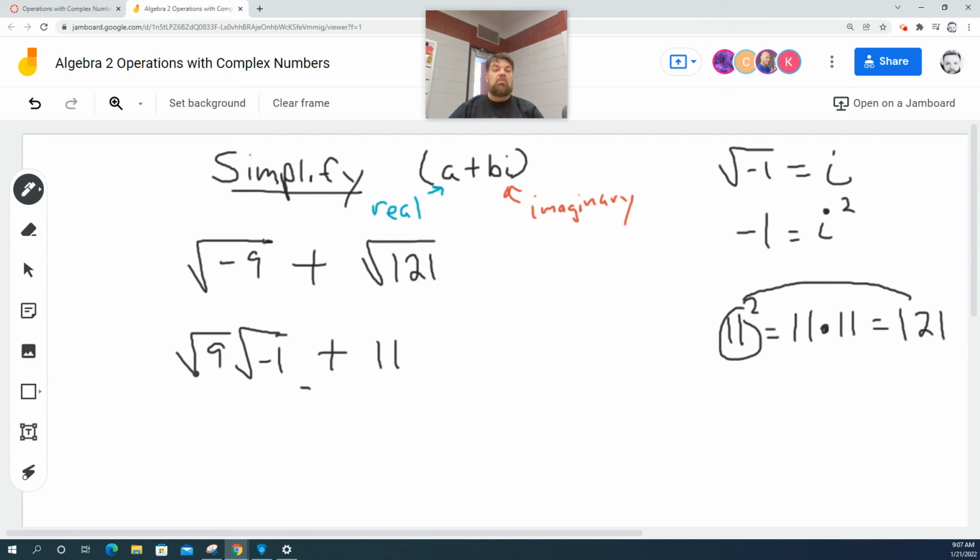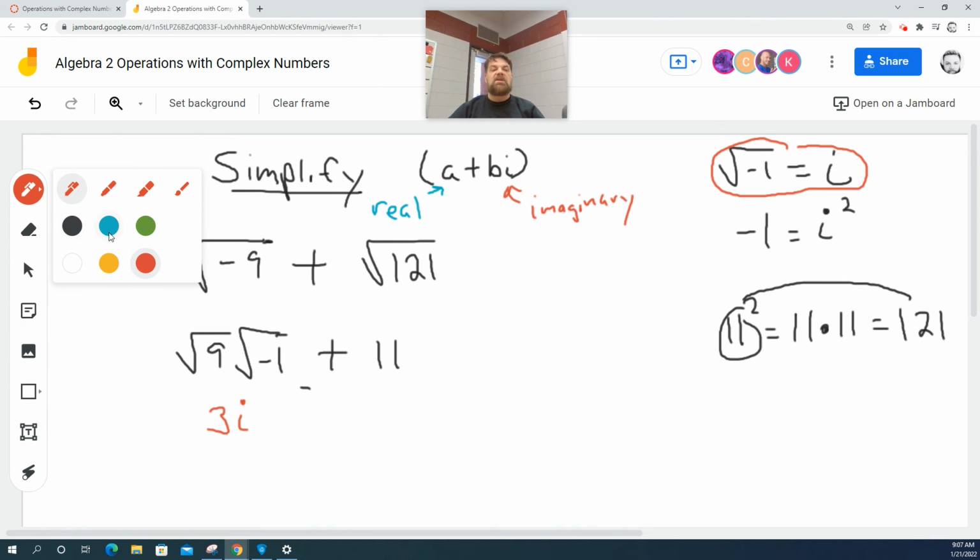All right. What's the square root of 9? 3, right? What is the square root of negative 1? i. Oh, yay. So this reduces down to 3i. So we've got 3i plus 11, but they want us to write it in complex number form, so you just flip-flop it. So this is 11 plus 3i.